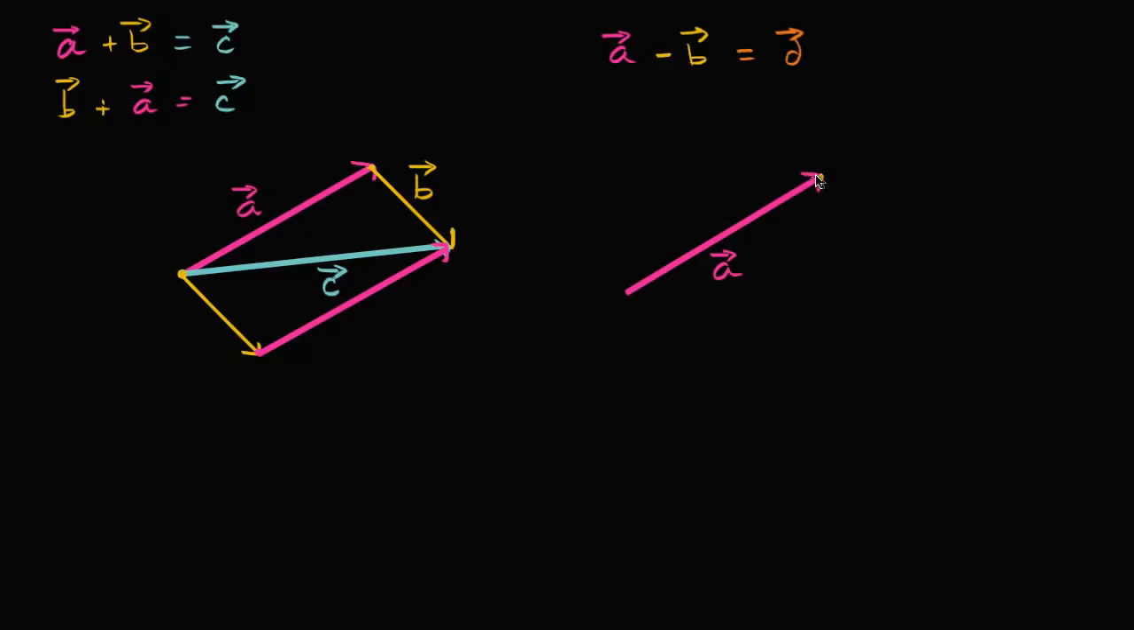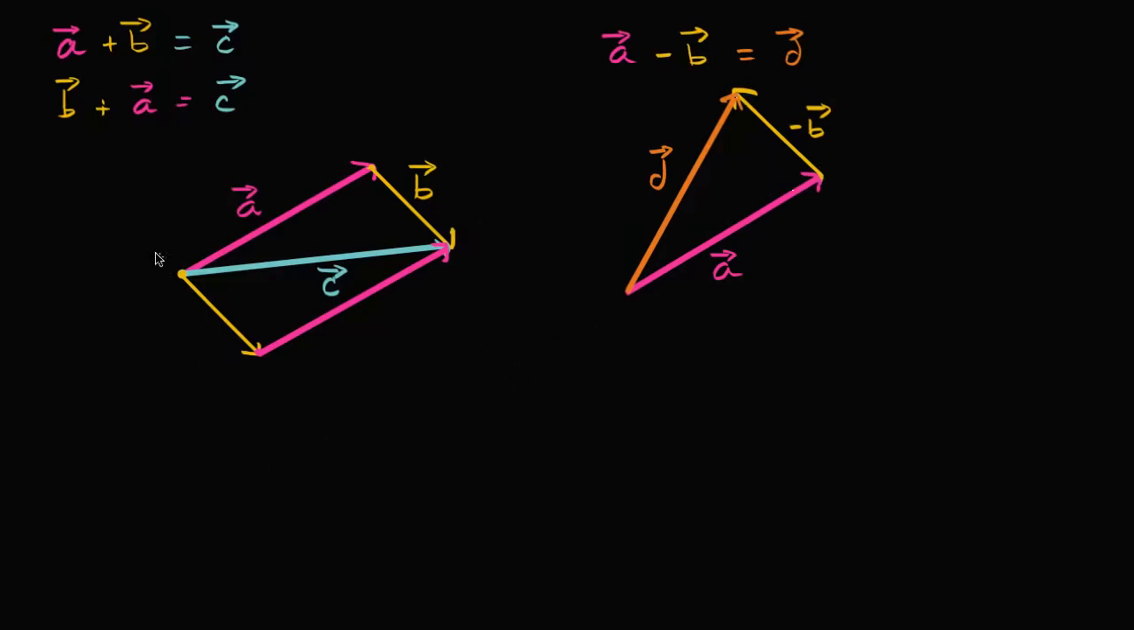So let's do that. So negative B is going to look something like this. So that is negative B. Notice, same magnitude, exactly opposite direction. We flipped it around 180 degrees, and now the resulting vector is going to be D. So vector D is going to look like that. Vector D. So C is A plus B, D is A minus B, or you could even call this A plus negative B.